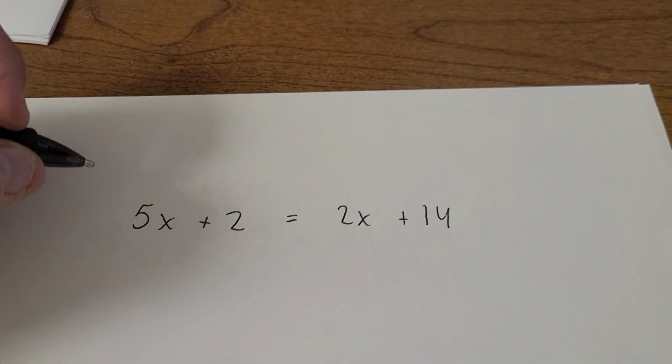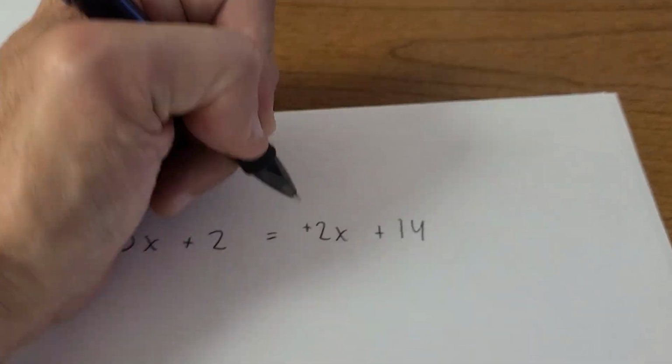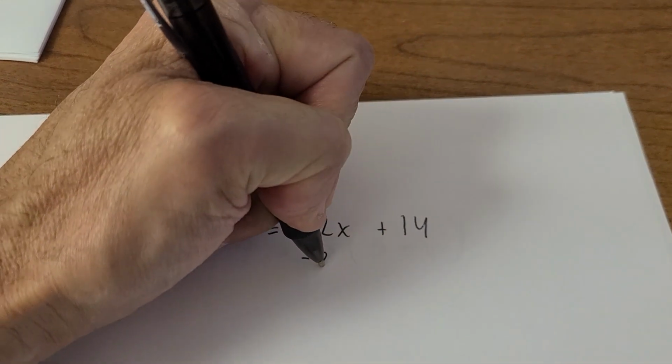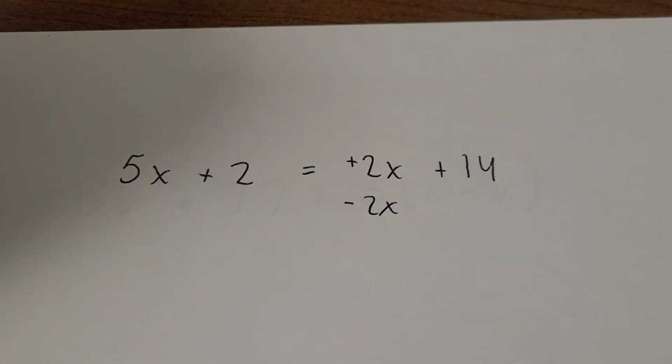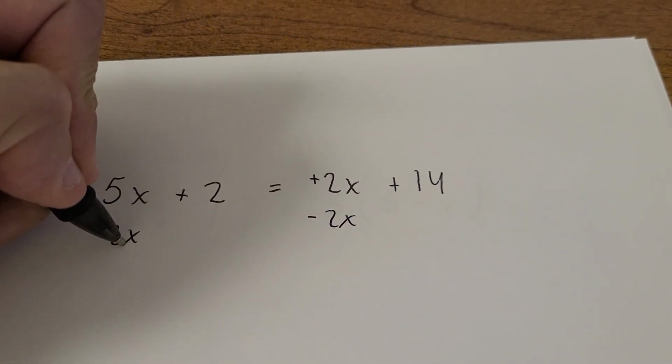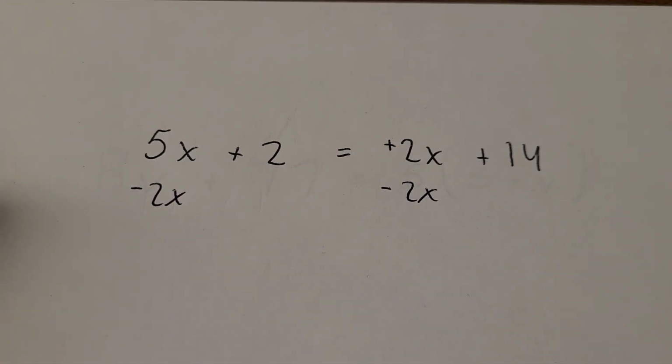So what I'm going to do here is take the 2x. It's a positive 2x. I'm going to subtract it. I'm going to move it over here. I'm going to move an x term over just like I move a number over. I'm going to subtract 2x from both sides.